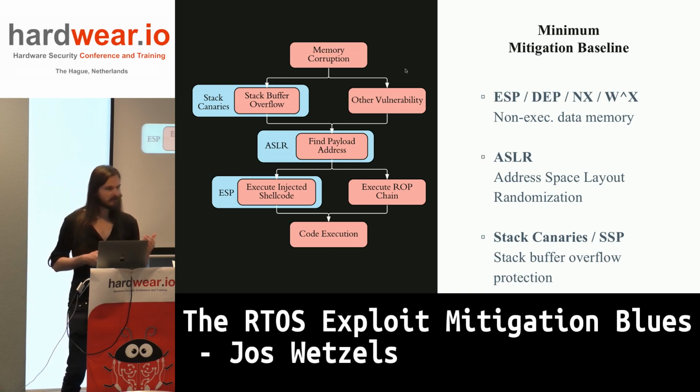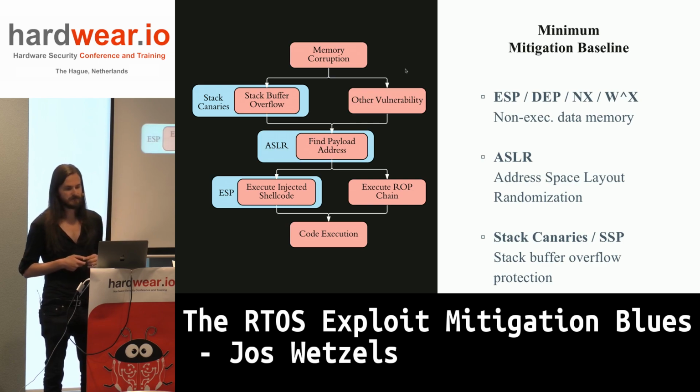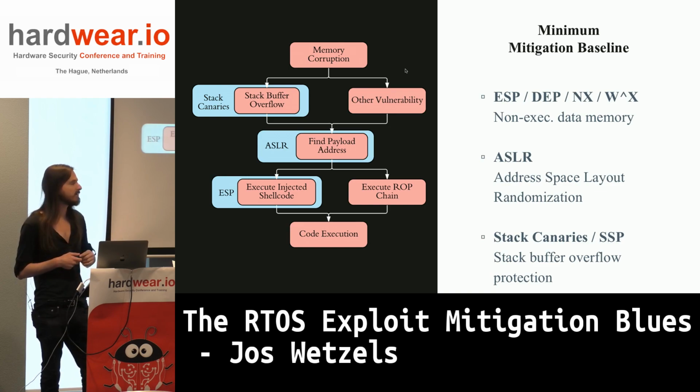And that's composed of executable space protection, also known as DEP, non-executable memory, or write-xor-execute protection. This effectively ensures that data memory is not executable, at least on a von Neumann architecture, and that code memory is not writable. The second mitigation is address space layout randomization, which randomizes code and data memory to prevent attackers from using a code reuse attack, such as return-oriented programming. And the final one is stack canaries or stack smashing protector, which inserts a randomized canary value between the return address and the other stack metadata and the local variables to prevent stack buffer overflows from being exploited.